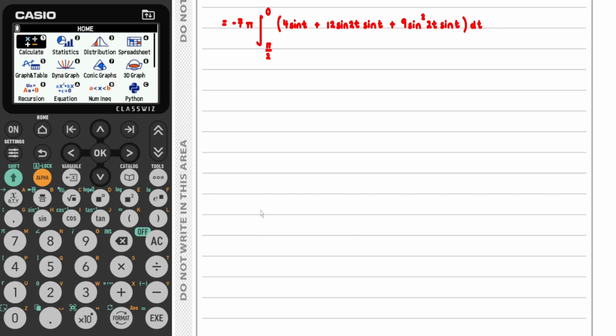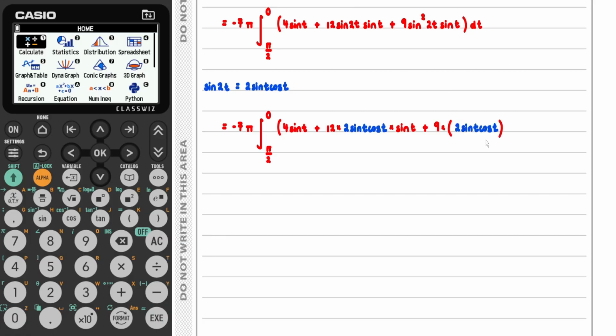Now what we can do to integrate this is to recognize that sine 2t is equal to 2 sine t cos t. So I've got negative 7 pi times the integral from pi over 2 to 0 of, well, I've got this 4 sine t, that's not going to change, and then I've got 12 sine 2t, which I can rewrite as 2 sine t cos t, and I multiply this by sine t, and then I add on to this 9 sine squared 2t, so I've got 9 times (2 sine t cos t) squared multiplied by the sine t, and I integrate with respect to t.